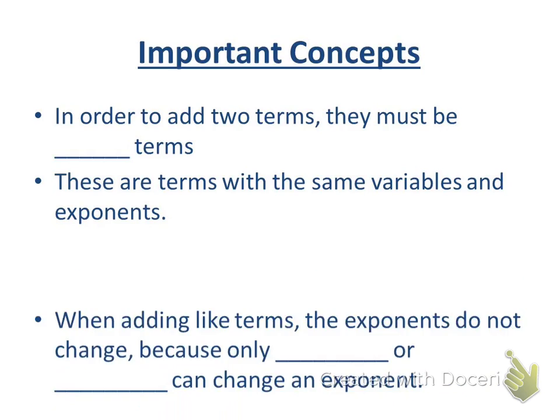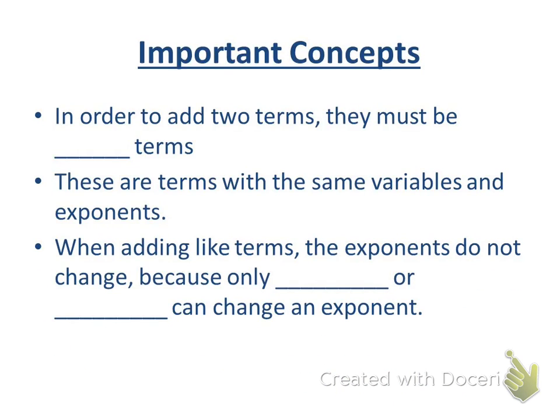So when we're adding like terms, the exponents do not change because only multiplication and division can change an exponent. Of course, exponents can obviously change exponents, but the only other operations that can change exponents are multiplication and division. So if we're adding or subtracting like terms, the exponents are not going to change.